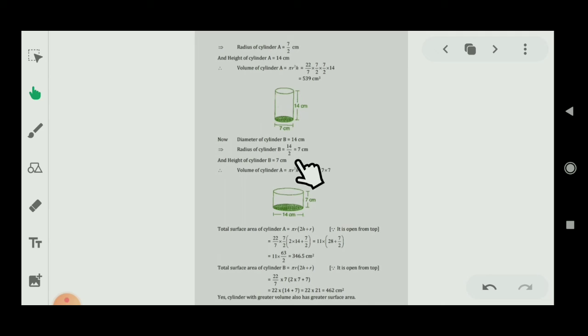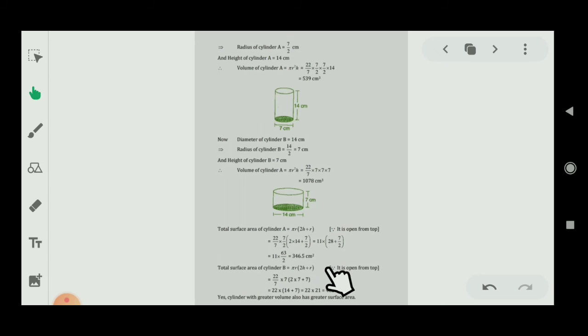Now students, from figure B, when we put the values, we can see the volume of the cylinder of figure B, that is 1078 centimeter cube. Now students, we have to find out the total surface area of cylinder A. The formula for the total surface area of cylinder A is pi r (2h plus r), and after this we have to put the values in this formula. Then we can see its value is 346.5 centimeter square.